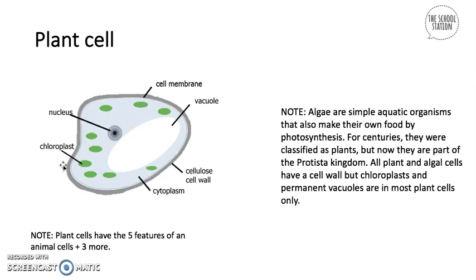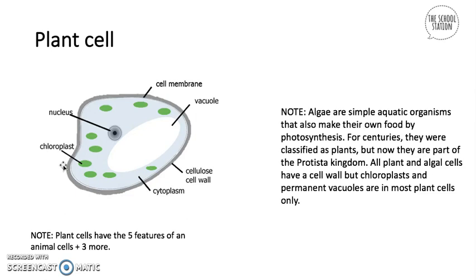They're green because they contain the green substance chlorophyll. Chlorophyll absorbs light so the plant can make food by photosynthesis. And so that's basically what you have to know about chloroplasts. And last of all, we also have to know about the cell wall. The cell wall is basically made of cellulose and it strengthens the cell and gives it support. So that's basically everything you have to know about the plant cell.